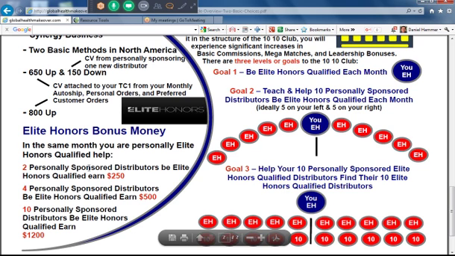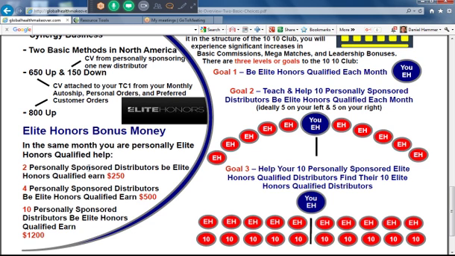Let's see, 8 times 500. Yep, $4,000. So I've earned an extra $4,000 in Elite Honors Bonus money through this incentive program. Now, I also apply this in the structure of the 10-10 Club. There are just 3 basic goals of the 10-10 Club.